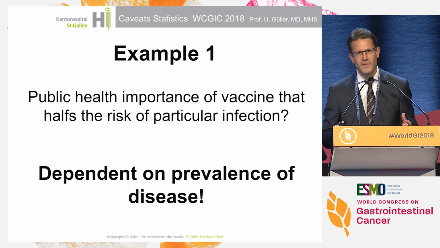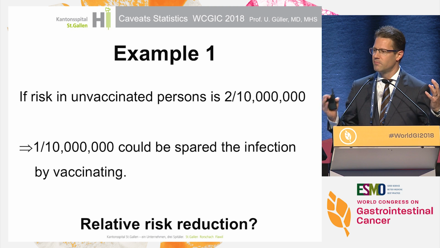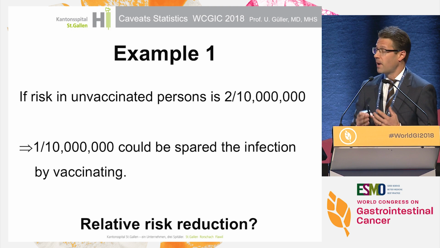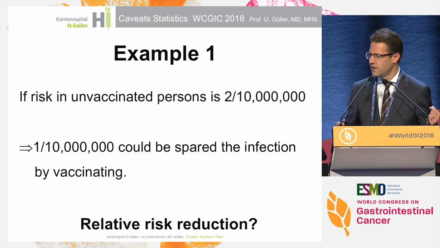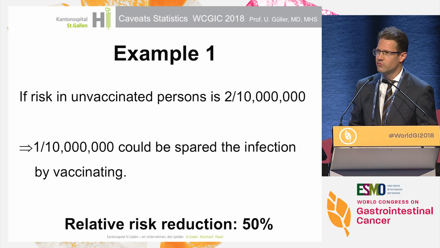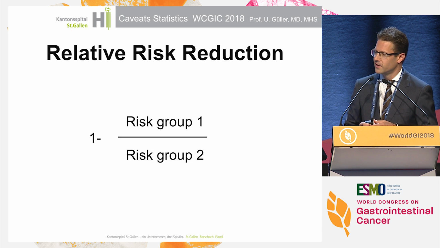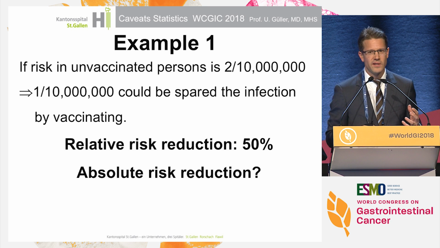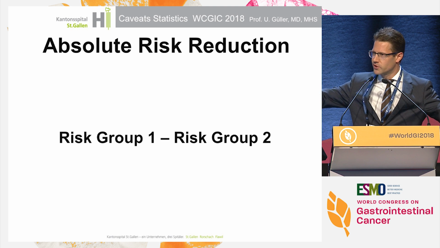of the disease. If the risk in unvaccinated persons is 2 out of 10 million, then only 1 out of 10 million could be spared the infection by vaccinating all 10 million people. What is the relative risk reduction in this example? It's 50%. It's still 50% relative risk reduction. Relative risk reduction, just in parentheses, is 1 minus the relative risk, the risk in group 1 divided by risk in group 2. But what is the absolute risk reduction in this example? And the absolute risk reduction is risk in group 1 minus risk in group 2.